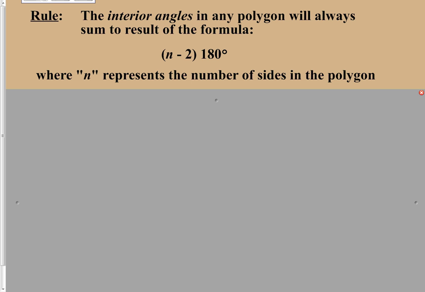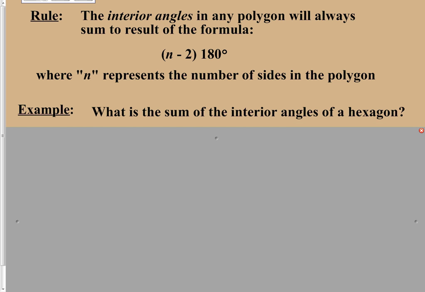Okay. So however many sides our polygon has, that is n. You plug that into the formula, and that will tell us how much all of the angles, when you add them up, will equal. Okay. Really a very simple idea. Okay. So here's an example. What is the sum of the interior angles of a hexagon?